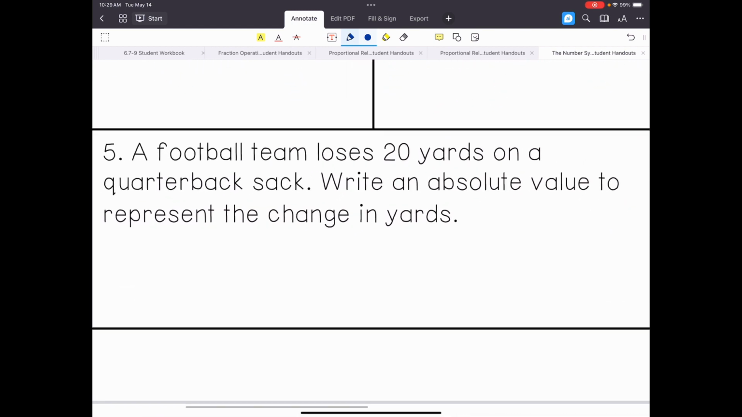All right, a football team loses 20 yards on a quarterback sack. Write an absolute value to represent the change in yards. So when we're talking about writing an absolute value, we want the absolute value of the change in yards. And in this case, the change in yards was negative 20 because the team loses 20 yards. So that's where my negative 20 comes from. And then it says to write an absolute value to represent it. So that's why I had to put my 2 lines on the sides to represent the absolute value.